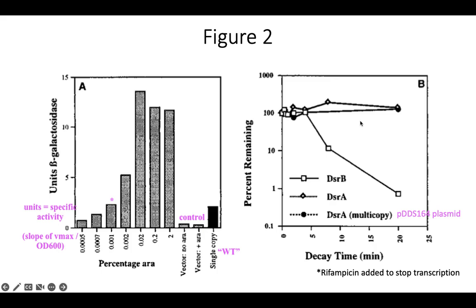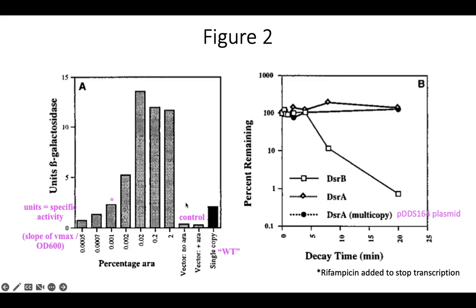When we look at figure 2, what we're really looking at is just testing that little experimental setup that we have. So when you look at this first chart over here, the units that we're measuring in are specific activity, which is just a measurement of enzyme activity. Down here you can see the percentage of arabinose that we grew the E. coli in, and this right here just denotes that that percentage of arabinose creates a similar activity as the wild type version would. Now these vectors here are just controls.